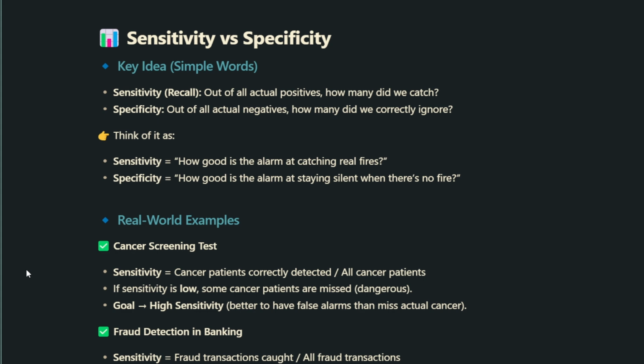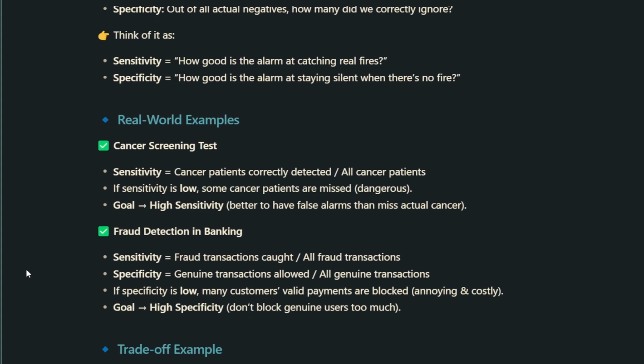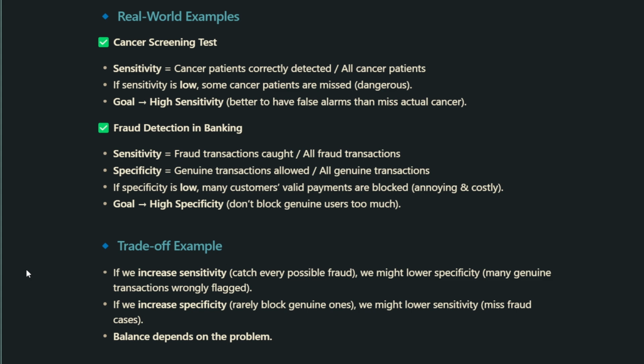Now let's look at a couple of real-world examples. Example 1, cancer screening test. Here, sensitivity means cancer patients correctly detected divided by all actual cancer patients. If sensitivity is low, some patients with cancer are completely missed, and that's very dangerous. That's why in medical diagnosis, the goal is usually high sensitivity. It's better to have some false alarms than to miss real cases.